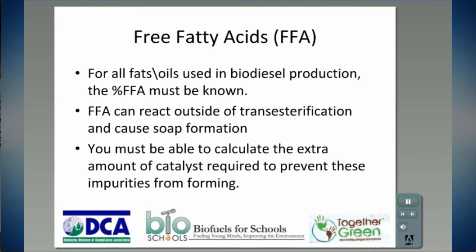This is extremely important when using waste vegetable oil for biodiesel production. The presence of free fatty acids is like having additional materials present during the reaction, almost like when uninvited guests are over for dinner. If you don't plan for these uninvited guests, then you may not have enough food. In order to have a successful biodiesel reaction, you must know the percentage of free fatty acids in your fat or oil prior to processing it in order to calculate how much catalyst is required.